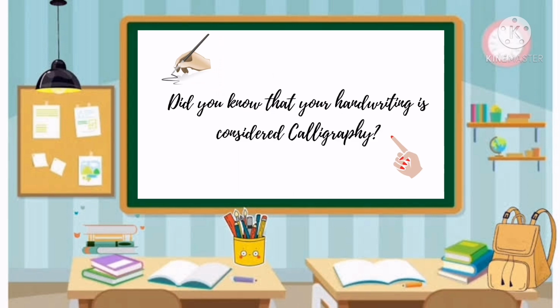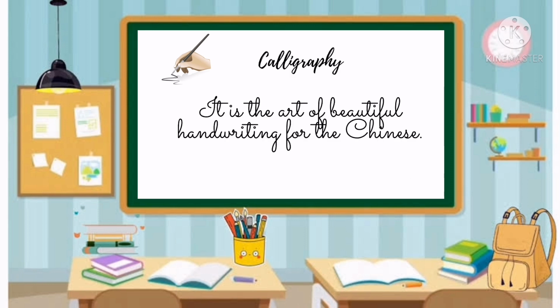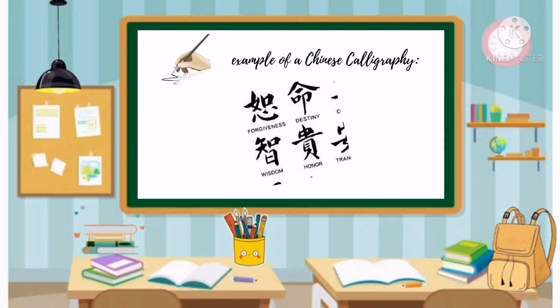Let us study more. Did you know that your handwriting is considered calligraphy? Yes, it is. Calligraphy is the art of beautiful handwriting for the Chinese. Traditional painting involves essentially the same techniques as calligraphy, and it is done with a brush dipped in black and colored ink. Oils are not used in painting. This is an example of Chinese calligraphy.